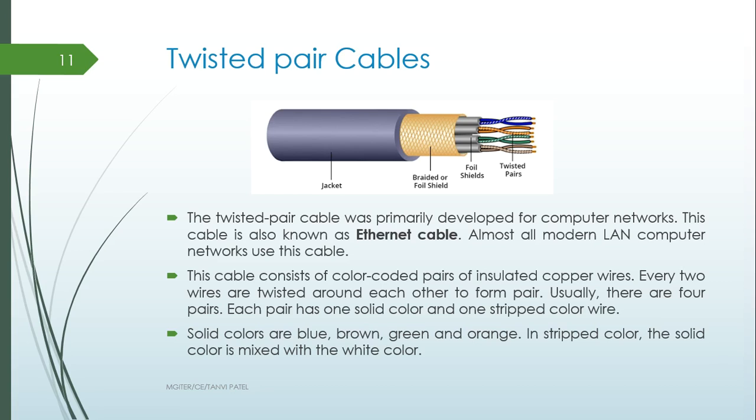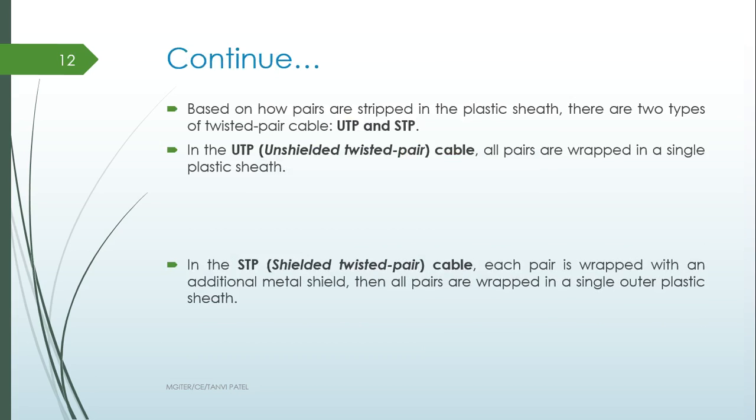Usually there are 4 pairs. Each pair has one solid color and one striped color wire. Solid colors are blue, brown, green and orange. In striped color, the solid color is mixed with the white color.